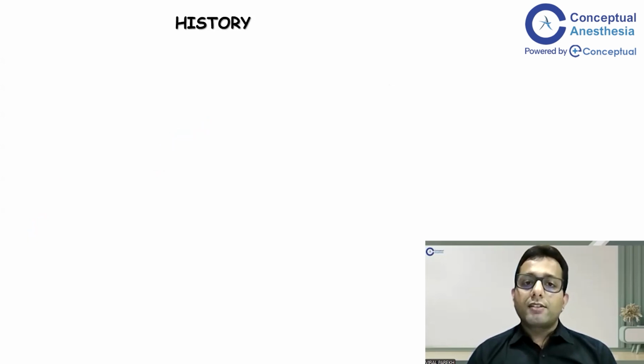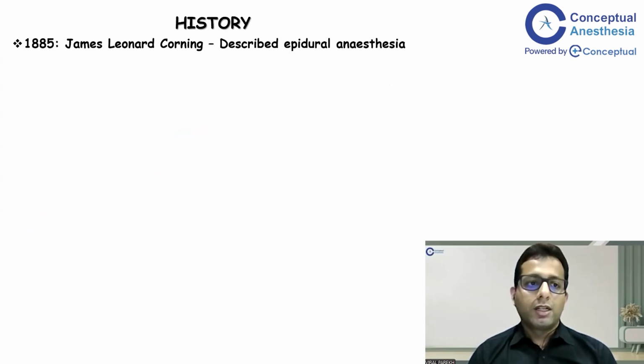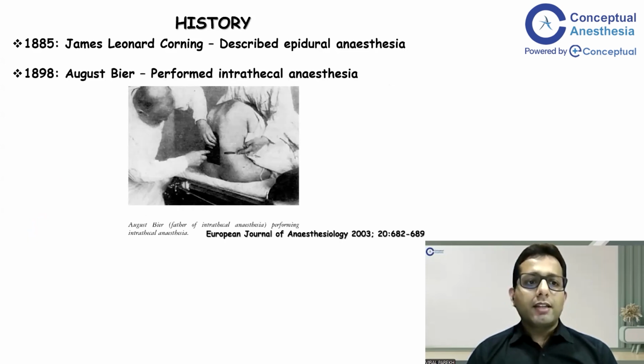Before going with the ultrasound guided central neuraxial blocks, let us delve into the history of spinal and epidural. So in 1885, Professor James Leonard Corning first described the epidural anesthesia. And then in 1898, Professor August Bier performed the first intrathecal anesthesia in history.